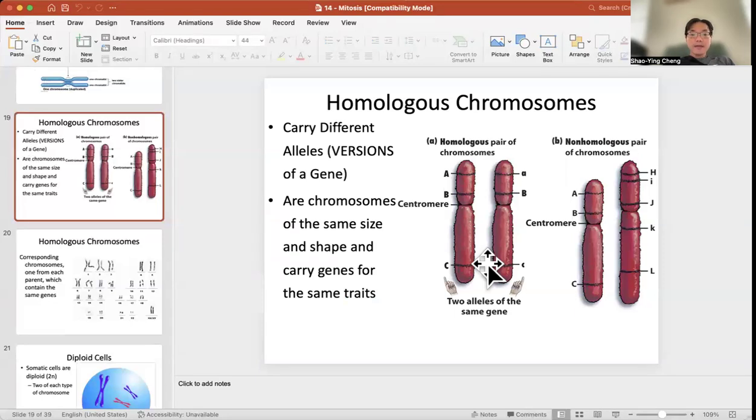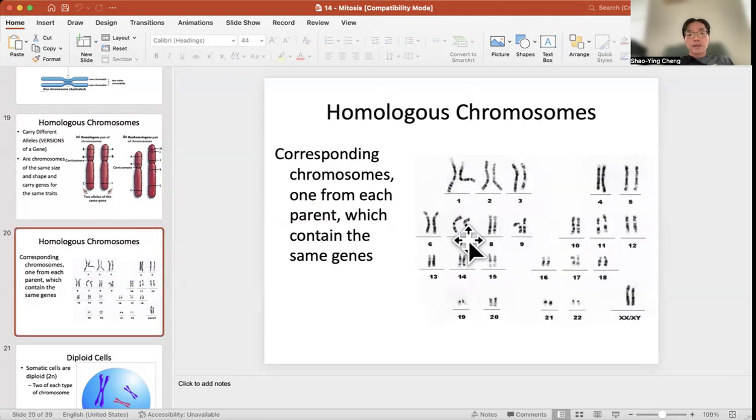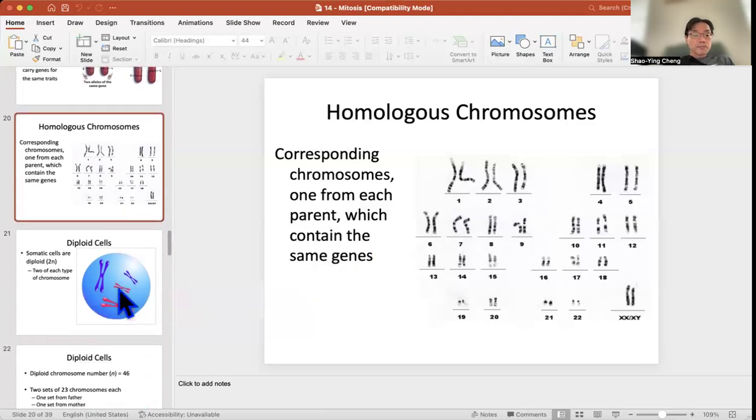And then the last pair is the sex chromosomes. If it's male, it's X and Y, and we know they're different, so it's called non-homologous. But if it's female, it's XX. So if it's female, the last pair is still the same, so they're still homologous chromosomes. It depends on the gender. The definition of homologous chromosomes is that they carry the same genes. That's homologous chromosomes.